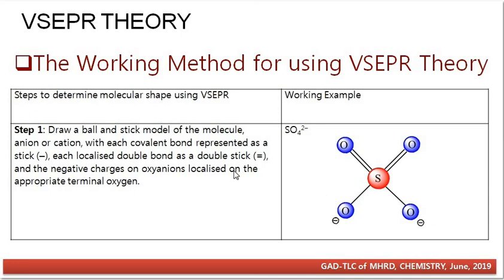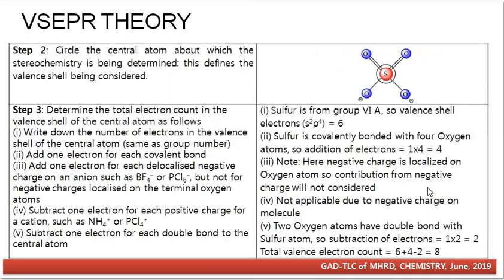Now we will discuss the working method for using VSEPR theory. Here we will take the example of SO4 2 negative ion. First we will draw the ball-and-stick representation of SO4 2 negative ion, and here you can see the central sulfur atom bonded with four oxygen atoms. First we will circle the sulfur atom and we will calculate the valence shell electrons, and sulfur is a group 6A element, so the valence electrons are 6, and sulfur is covalently bonded with four oxygen atoms.